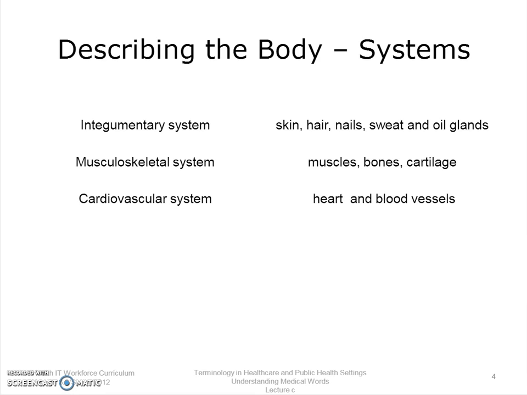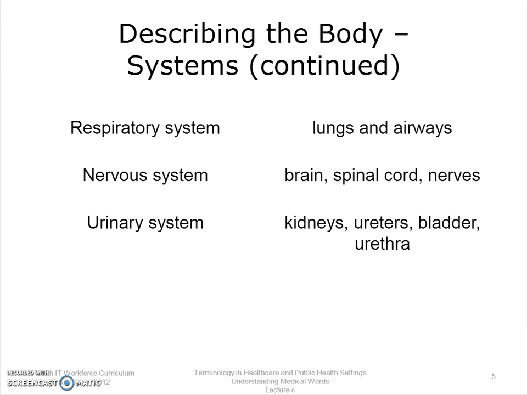The musculoskeletal system includes muscles, bones, and cartilage. It supports the body and produces body movement. The cardiovascular system includes the heart and blood vessels. It pumps blood throughout the body to transport nutrients, oxygen, and wastes. The respiratory system includes the lungs and airways. It obtains oxygen and removes carbon dioxide from the body.